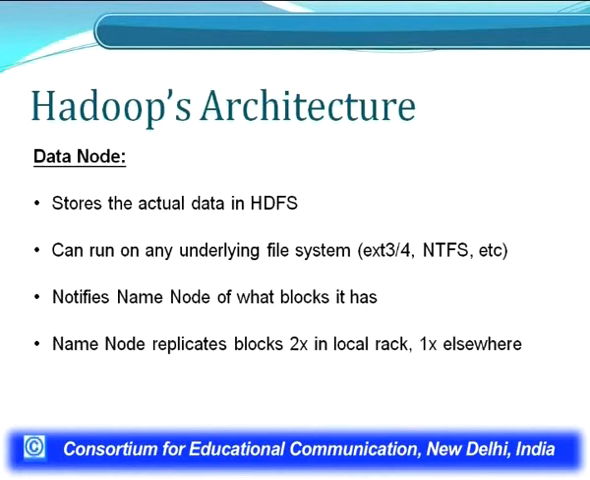The name node replicates blocks 2x in local racks and 1x elsewhere. So, that is the job of the data node structure. As we have mentioned, it notifies the name node of what blocks it has, and it replicates the blocks in different multiples.